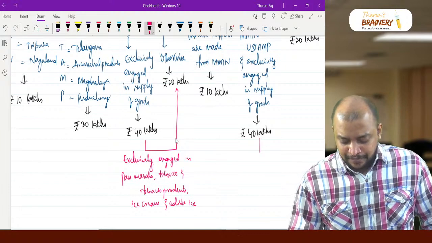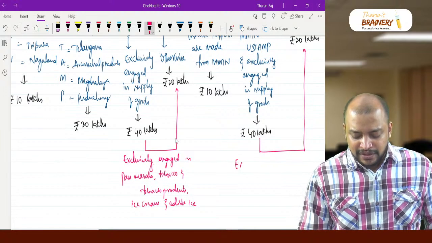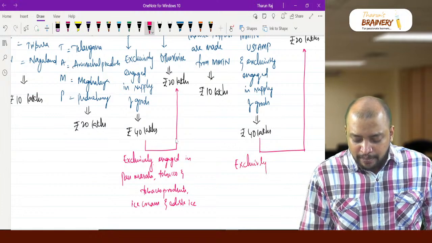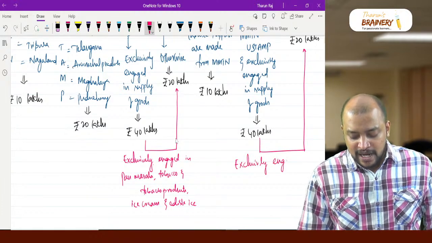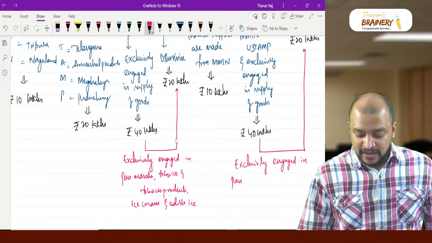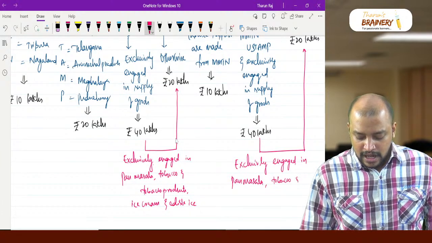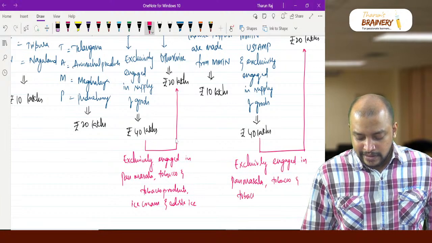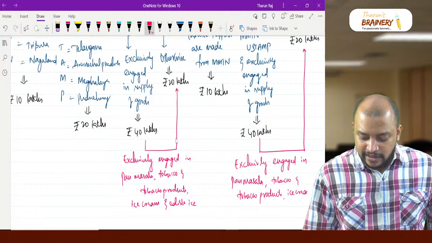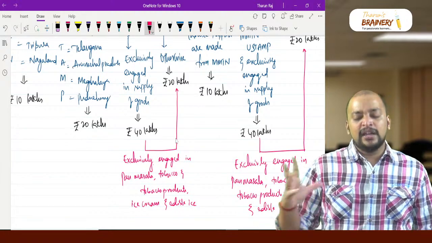Same way here also. This 40 lakhs will also go to 20 lakhs when? If you are exclusively engaged in supply of goods, that's okay. But that exclusive should not be pan masala, tobacco products. Exclusively engaged in pan masala and tobacco products, then ice cream and edible ice. Okay, so then it will be 20 lakhs only.